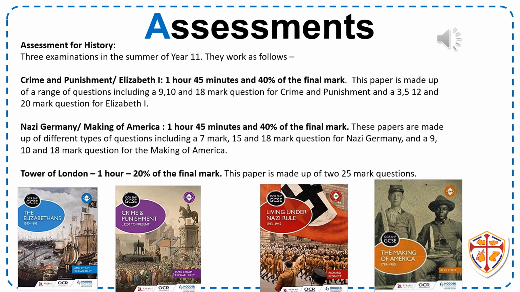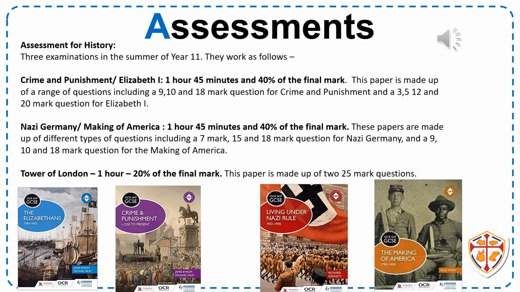So if we're looking at assessments now for this exam, the first part is Crime and Punishment and Elizabeth, which are sat together. It's 1 hour 45 minutes and it's 40% of the final mark of this paper. All exams are sat in Year 11. The Crime and Punishment paper is made up of a 9 mark question, 10 mark and 18. It's all essay and knowledge based.